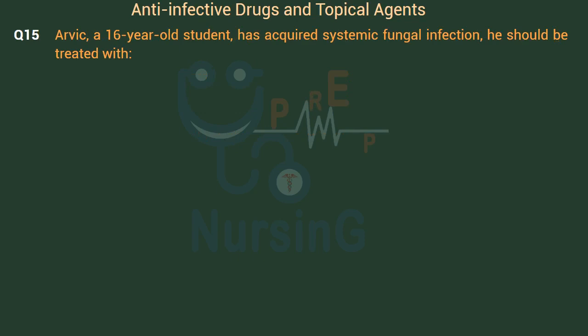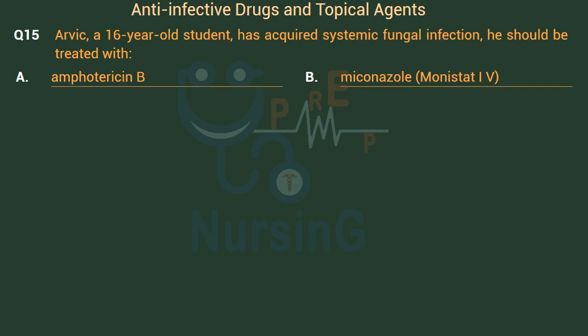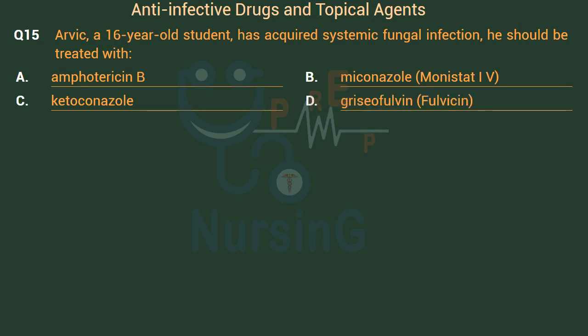Avik, a 16-year-old student, has acquired systemic fungal infection. He should be treated with option A. Amphotericin B. Option B. Miconazole, Monostat IV. Option C. Ketoconazole. Option D. Griseofulvin, Pulvicin. Right answer is option A. Amphotericin B. Serious life-threatening fungal infections are treated with amphotericin B.